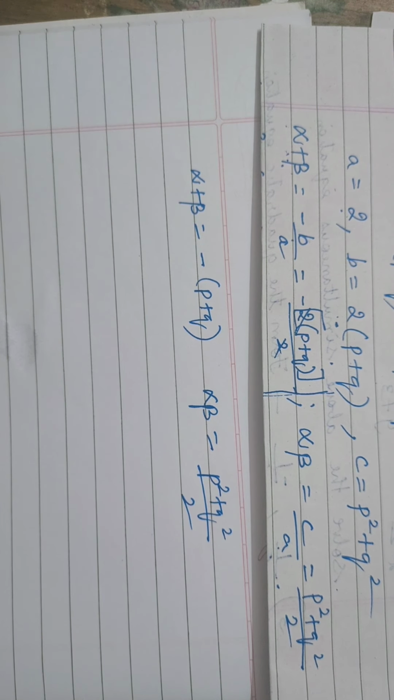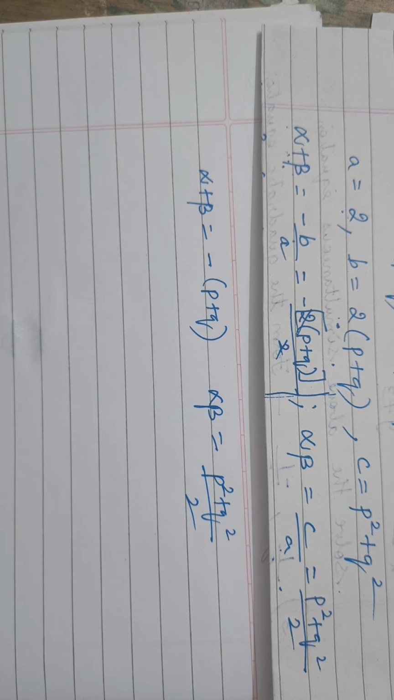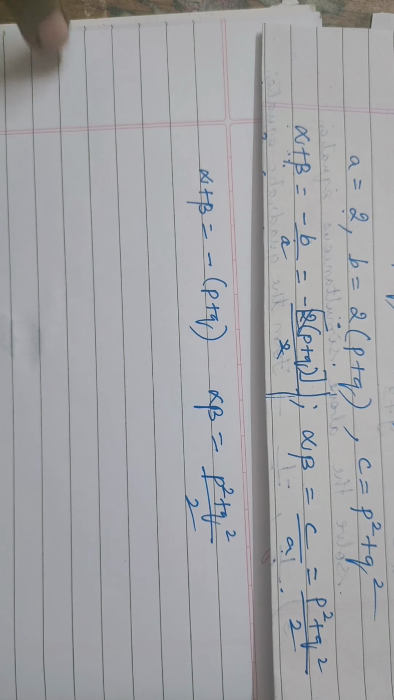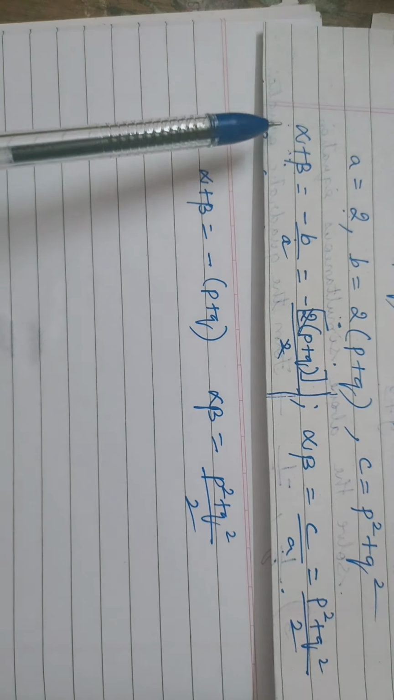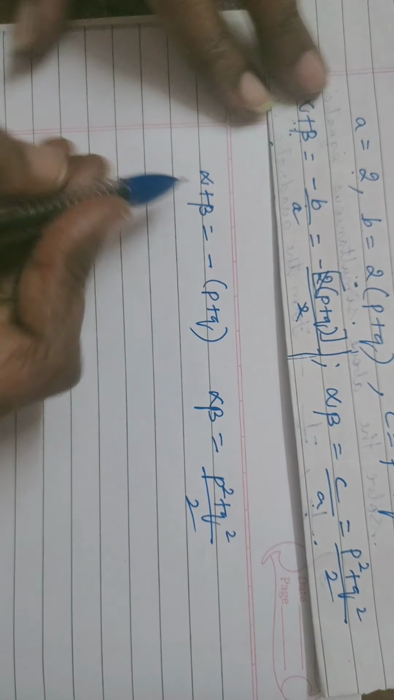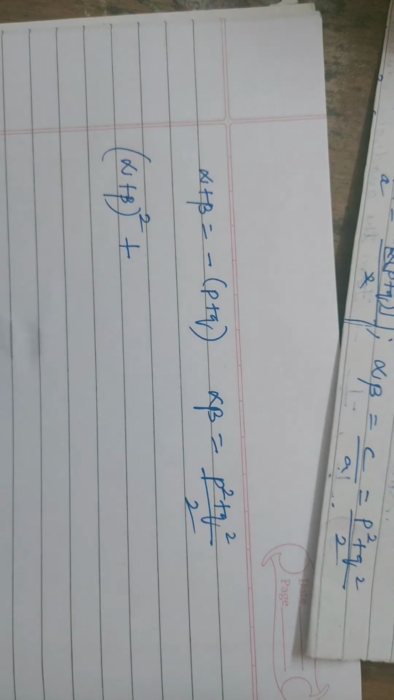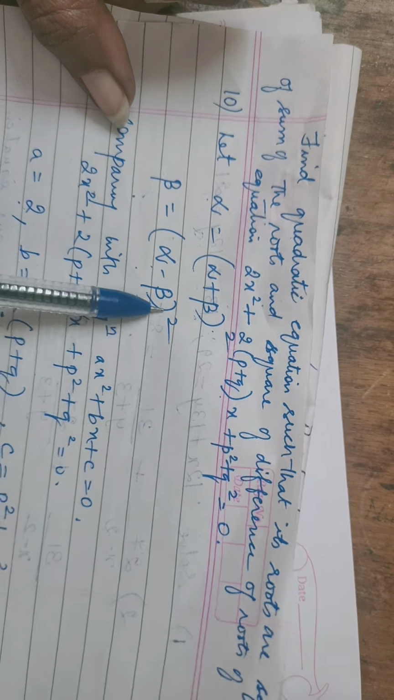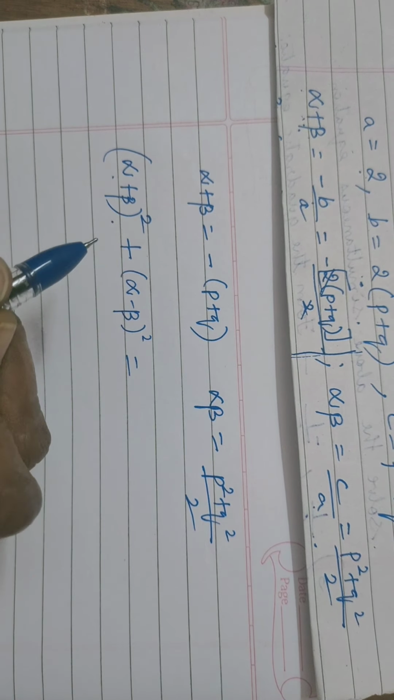But what to do in this sum? We are supposed to form a quadratic equation. The rule for forming a quadratic is x square minus (alpha plus beta) x plus alpha into beta equals 0. Here our alpha is the square of alpha plus beta, and our beta is the square of alpha minus beta. So we are going to sum them: (alpha plus beta) the whole square plus (alpha minus beta) the whole square.